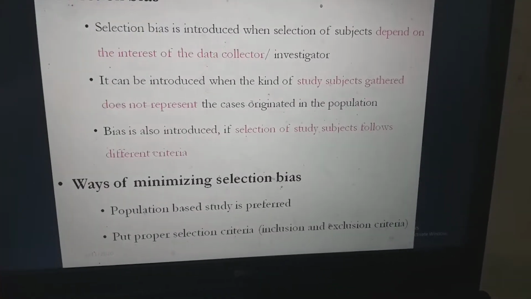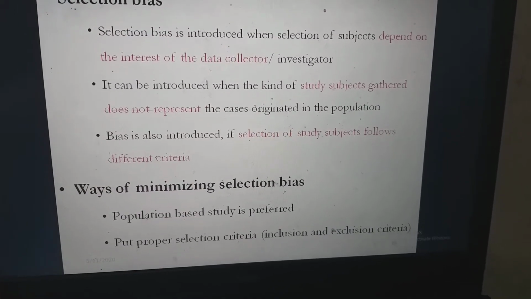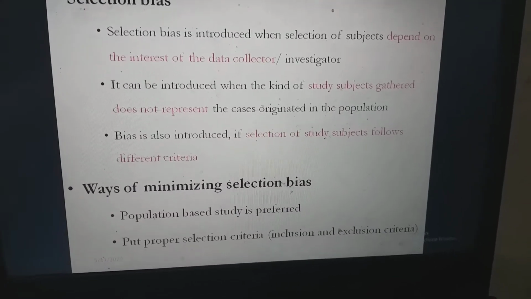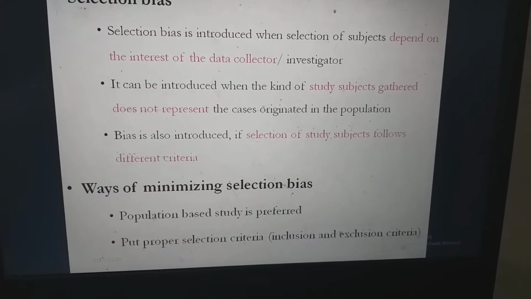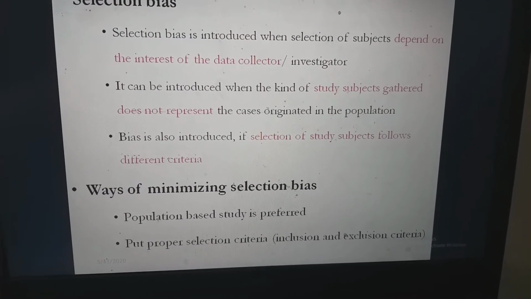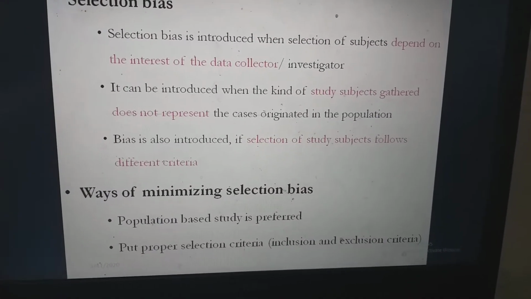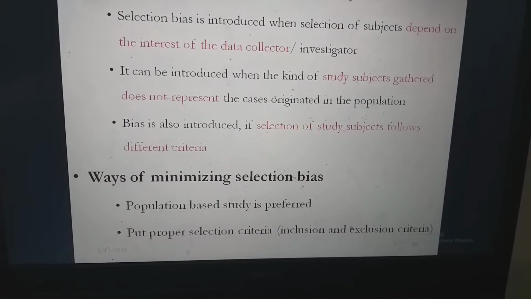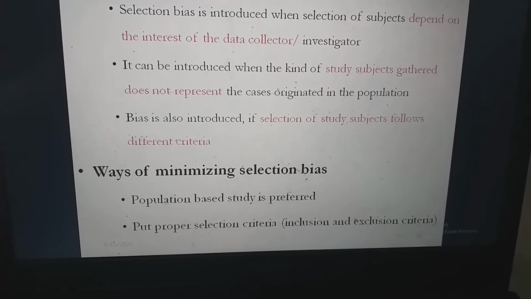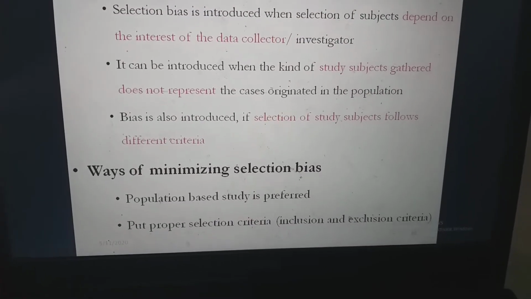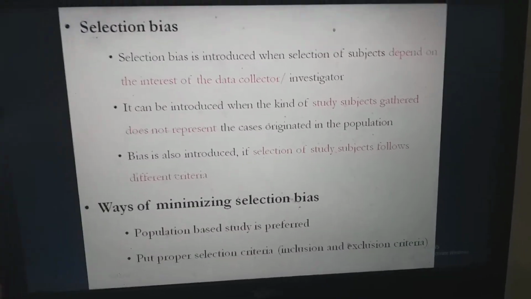Selection bias is introduced when the selection of subjects depends on the interest of the data collector or investigator, as we have said. It can be introduced when the study subjects gathered do not represent the cases originating in the population. Bias is also introduced if the selection of study subjects follows different criteria. How can we minimize selection bias? One, a population-based study is preferred. Second, put proper selection criteria: inclusion criteria and exclusion criteria.